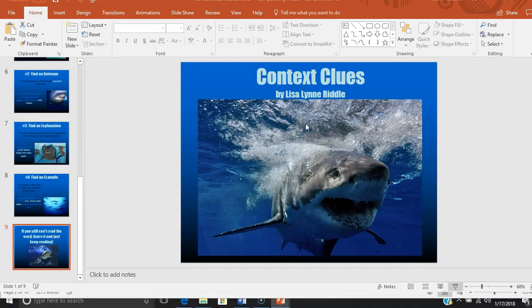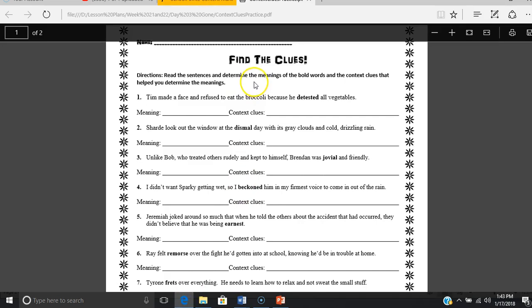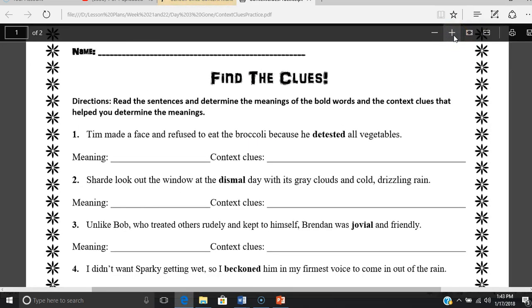Okay, here's what I want to do next. Let's practice a little bit. I've got this document right here. It says find the clues.